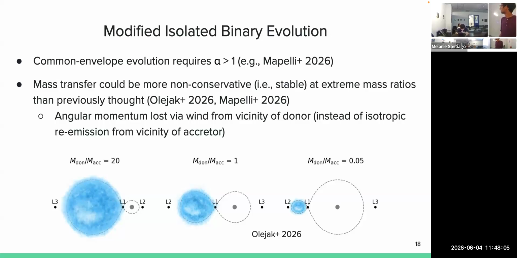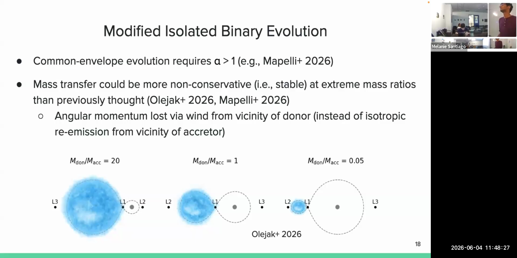There's a lot of interesting investigation of this channel going on right now for forming Gaia black holes. People have done population synthesis modeling. They've done MESA simulations of this and shown that you can produce these types of systems with this modified assumption. And so this is just one exciting direction I want to highlight.